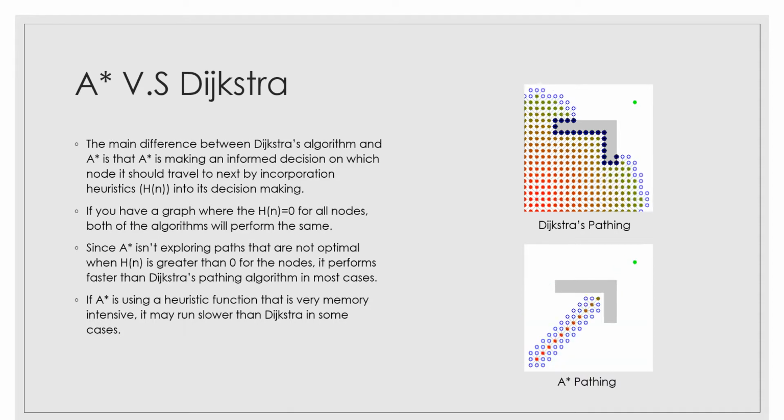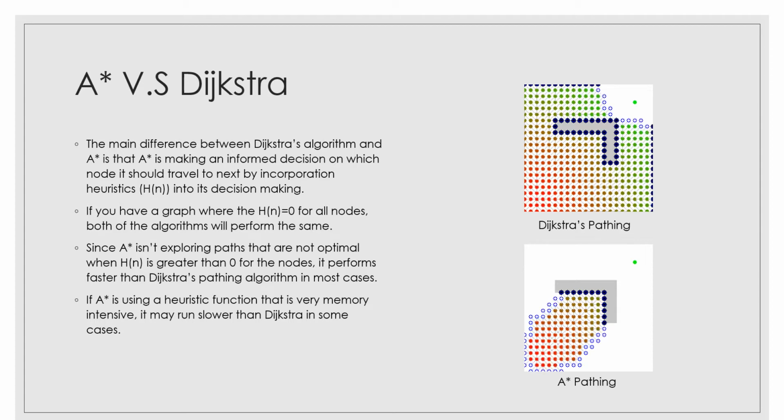But since A-star isn't exploring paths that aren't optimal when h of n is greater than 0 for the nodes, it generally will perform faster than Dijkstra's pathing algorithm in most of the cases.